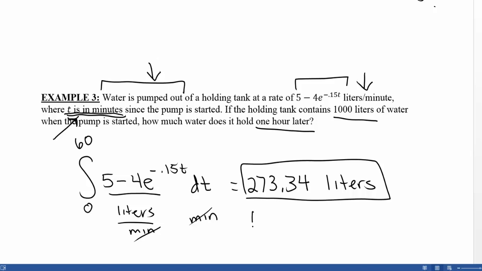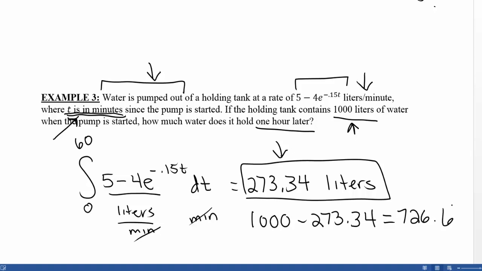So we're going to do 1,000 minus 273.34. We're going to double check real quick, but these are both in liters, so we don't have to do any sort of conversion here. So 1,000 minus the 273.34 will give you 726.67 liters. So that's how much remains 1 hour later, because again, we've pumped out approximately 273 liters.